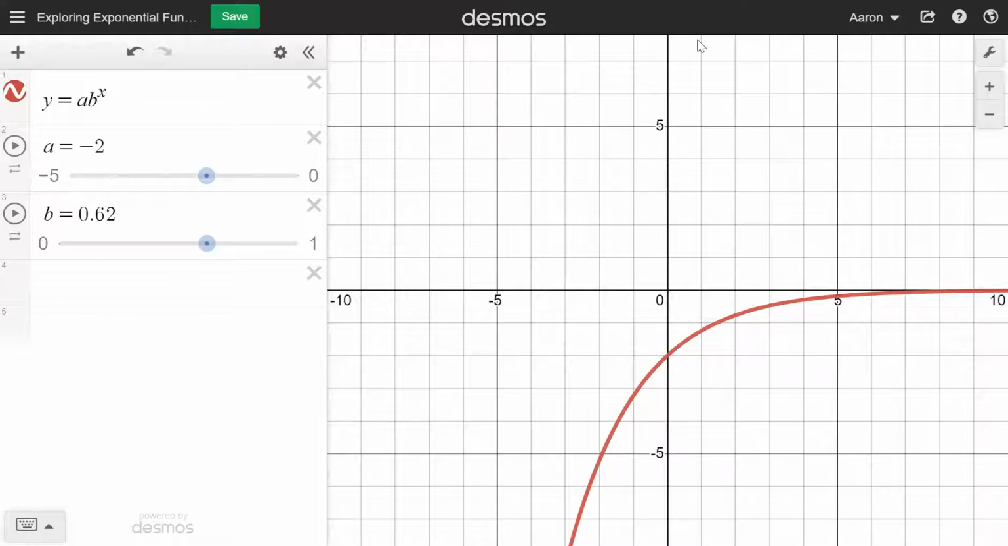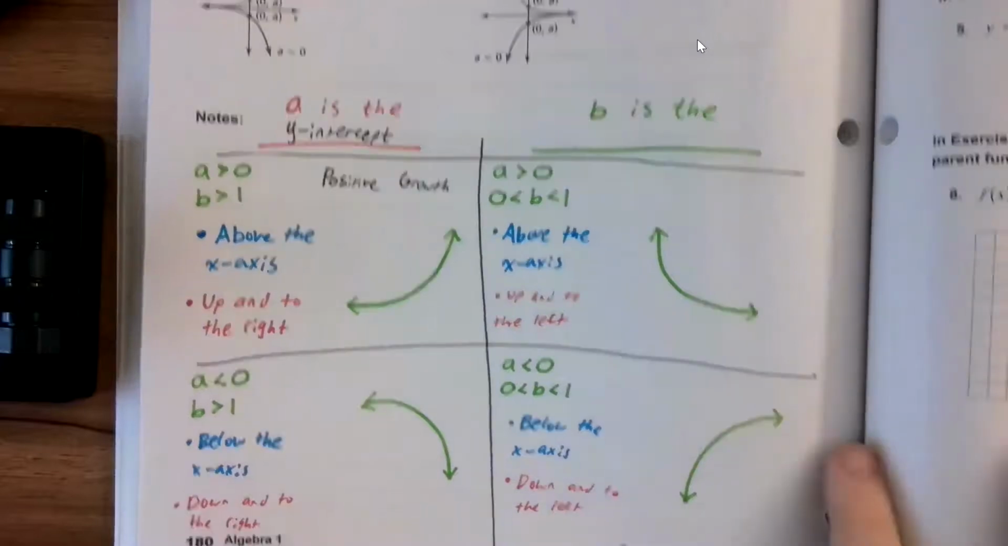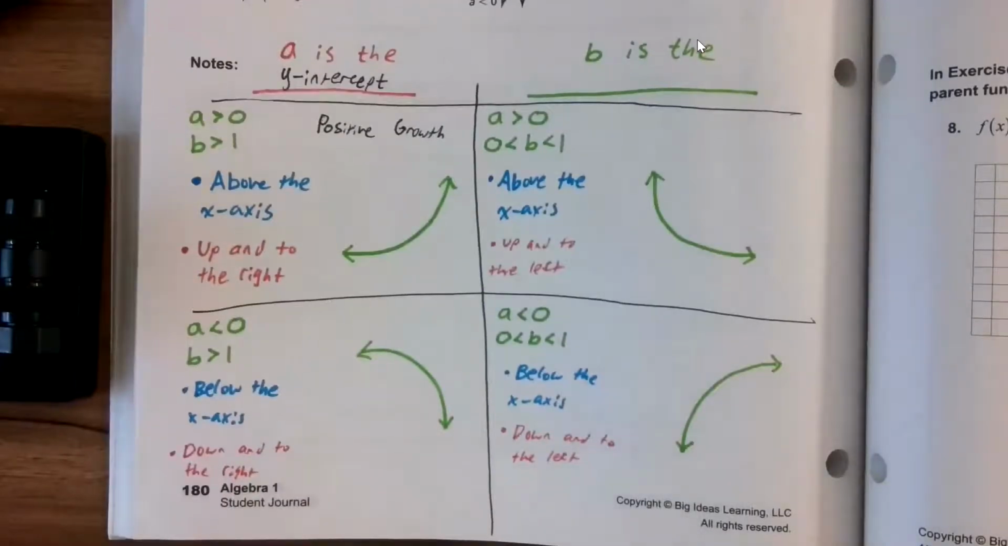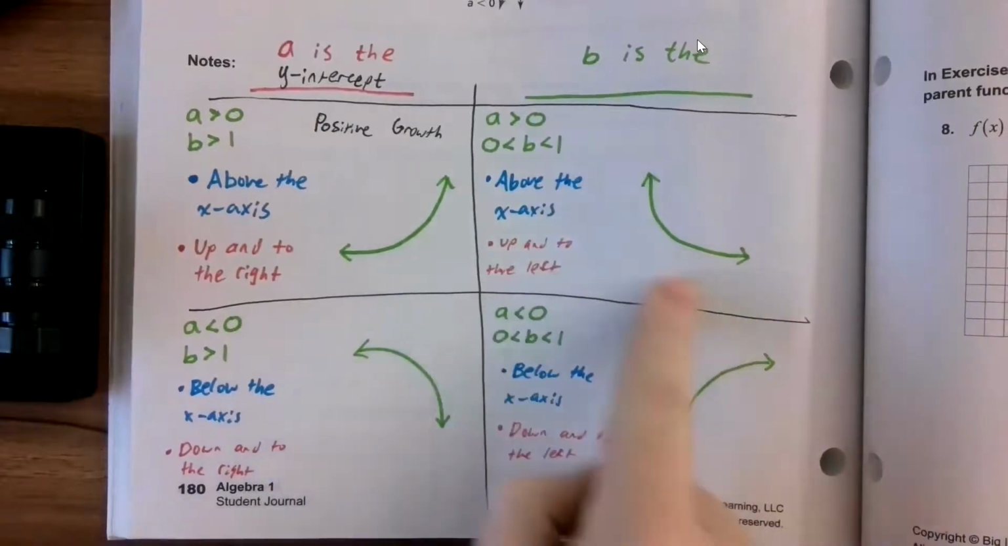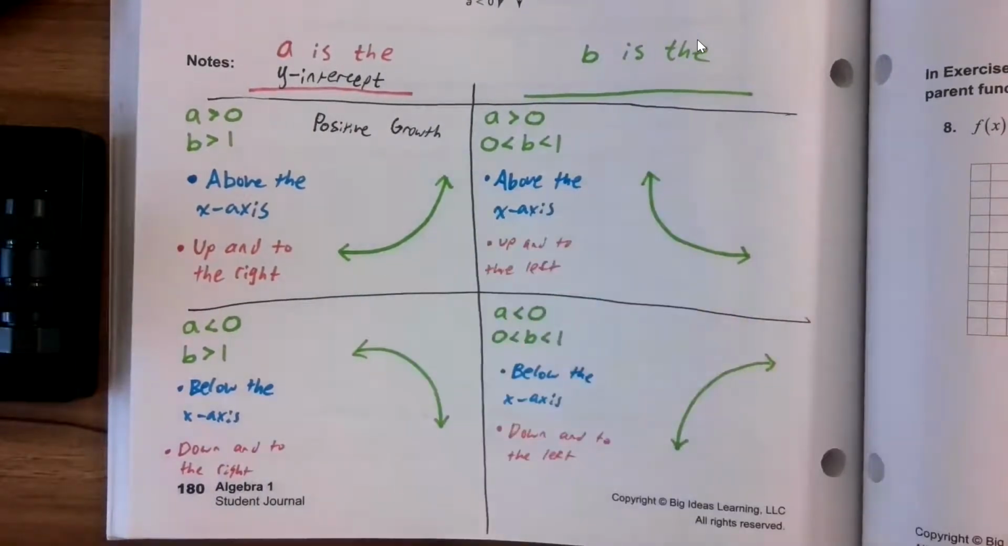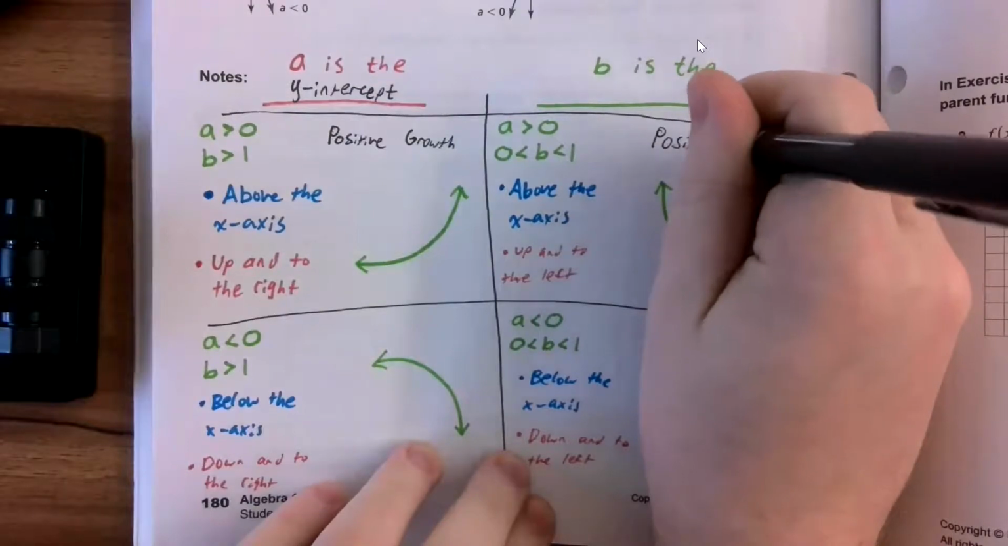Let's go back to our notes and just take a look at everything we have so far. All right, these are our findings so far. Our second graph was above the x-axis. It went up and to the left and looked like this. Because it's above the x-axis, we are also going to call this positive.